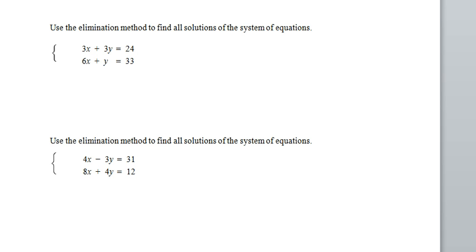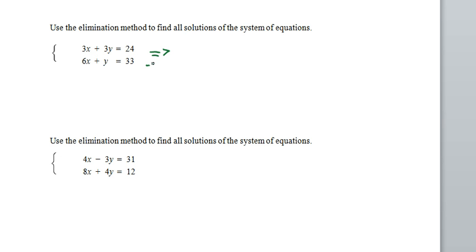And in the elimination method, we want to multiply both equations by an appropriate value so that the coefficients of one of the variables are opposites of each other. And thus, when we add the resulting equations, one of the variables will be eliminated. And so in this case, I'm going to multiply the second equation by negative 3. Now, this is not the only way to proceed, but this is what I'm going to do.